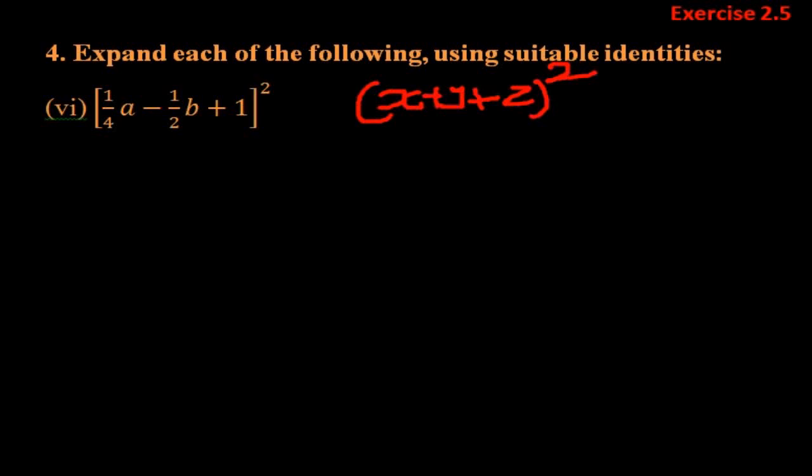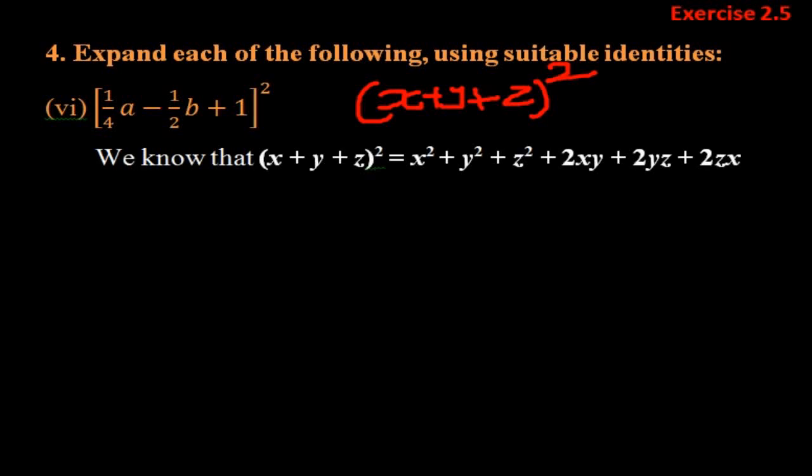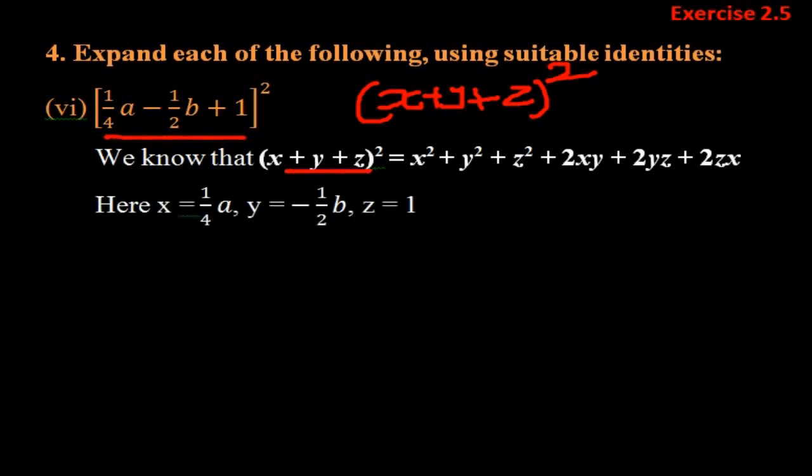So what will be the identity for this one? It's x square, y square, z square, the square of each term, plus 2 times the sum of products in pairs. So we know that this is the given identity. On comparing these two, we can say that the value of x should be equal to 1/4a, the value of y should be equal to minus 1/2b, and z is equal to 1. That's what we have to substitute here.